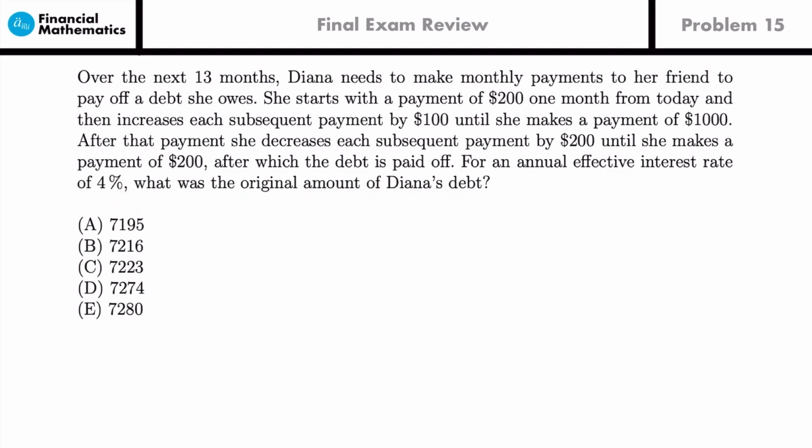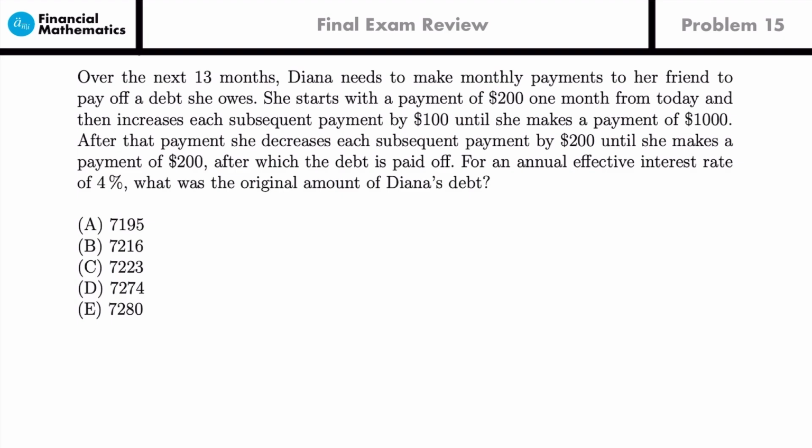Okay, so there's a lot going on in this problem in terms of the payment structure. We know that we're working with some kind of an annuity here. Deanna is making several monthly payments to pay off a debt she owes. We want to find the original amount of that debt, which would be a present value. So we're taking the present value of some kind of annuity. Specifically, it looks like we're going to have an arithmetic annuity. However, the pattern does not stay the same throughout the entire 13 months that these payments are being made.